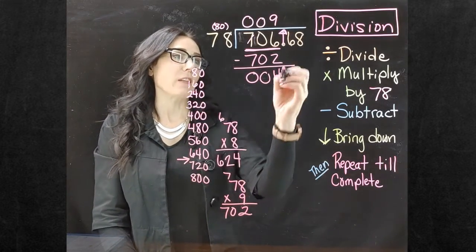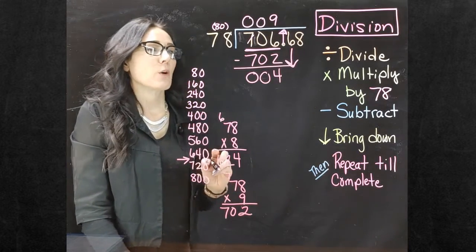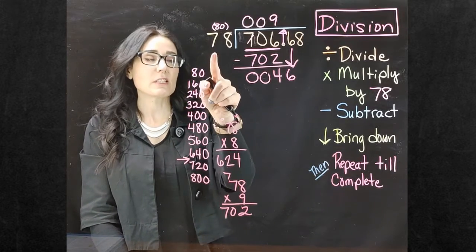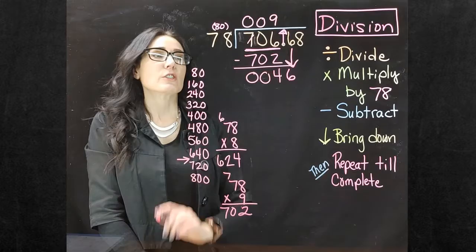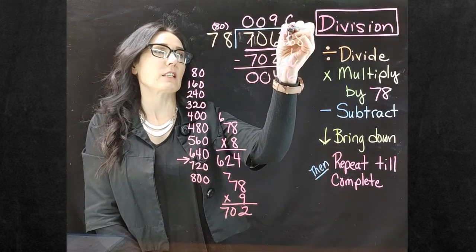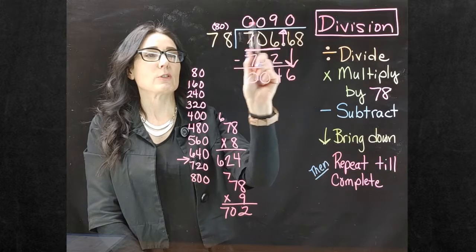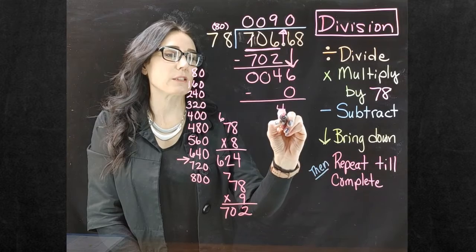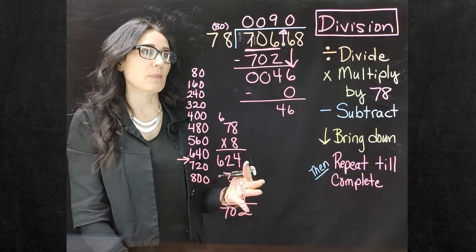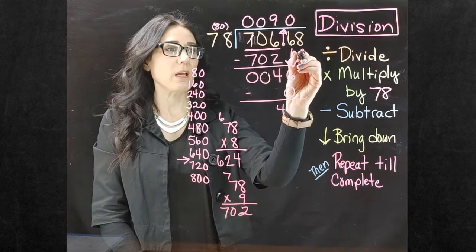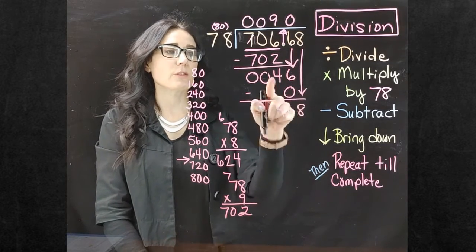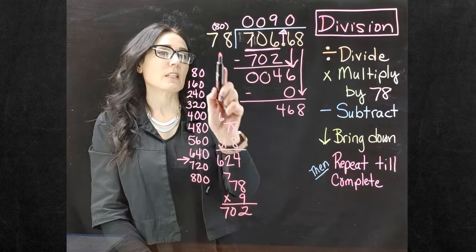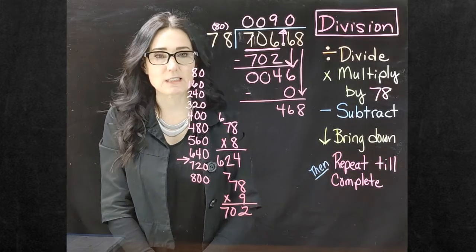Okay, now we can bring down the next digit. So we bring down the 6, and that is too small. 78 will not go into 46. So a couple of things you can do here. Some students like to put the 0 here. They want to say 0 times 78 is 0, and they actually want to subtract because those are the rules. Or you can actually skip that and just bring the 8 straight down. So either way is acceptable. Now let's see how many times 78 will likely go into 468.